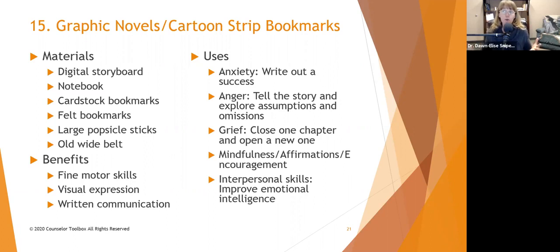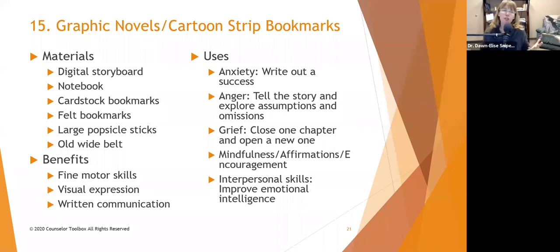You can use it for addressing anxiety. People can write out a success. They can tell a story of their success, or tell a story about something that made them angry, and then you can explore that story for assumptions, omissions, and cognitive distortions if you want to.